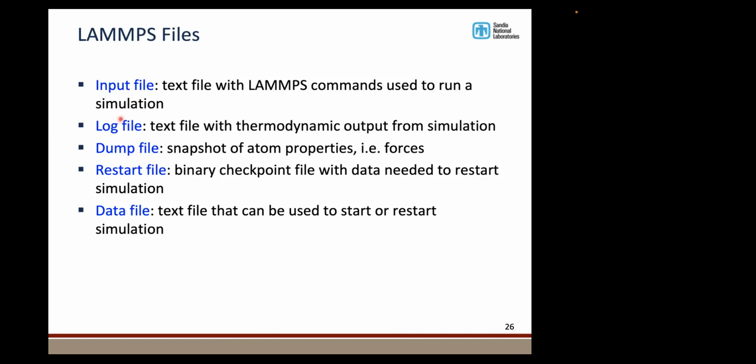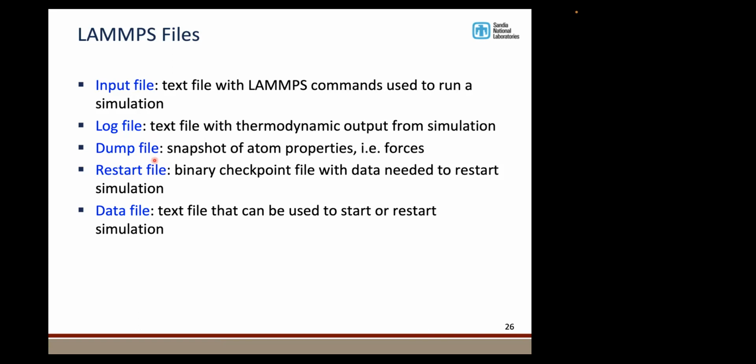After you run LAMMPS, you get a log file. This is a text file with thermodynamic output from the simulation. So, what was the energy, the pressure? You can customize this for your own simulation. If you want to get forces or other atom properties like velocities or charges, then you can use a LAMMPS dump file. So the dump file is a per atom property dumped out to a text file.